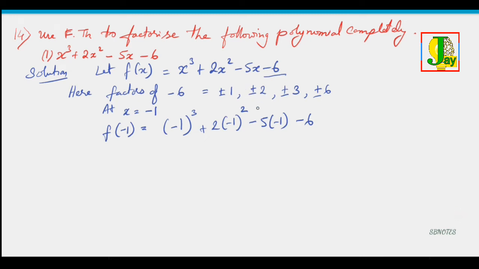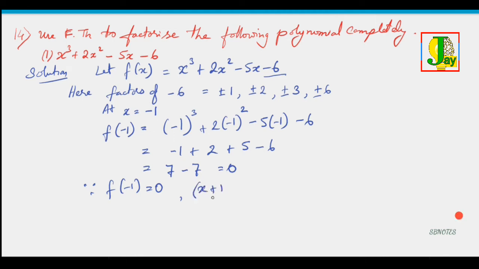We can start with any factor. But it is better that we start with the lowest so that it's easy for us. That means we have f of minus 1 equals 0, so the remainder is 0. Since the remainder is 0, since f of minus 1 equals 0, this x plus 1 is a factor.